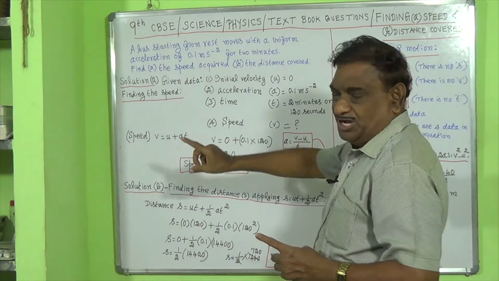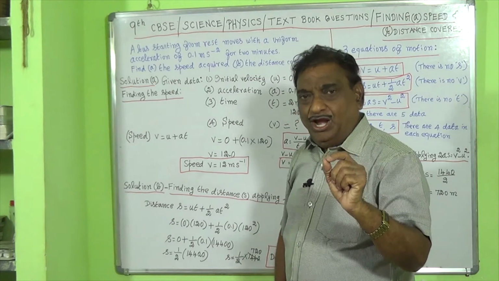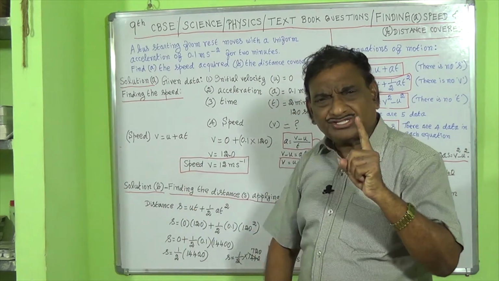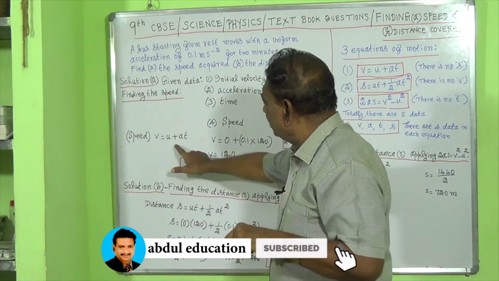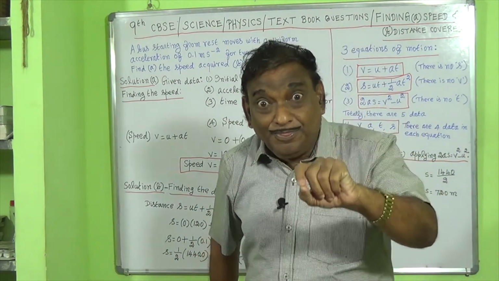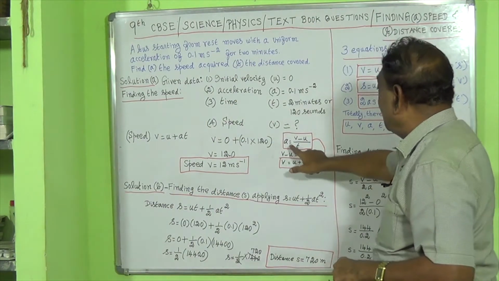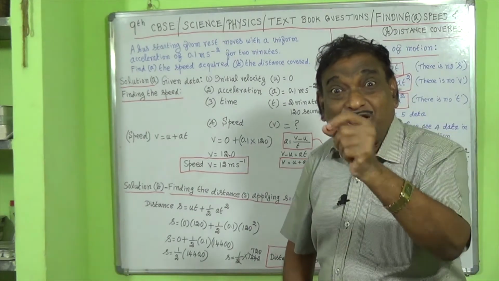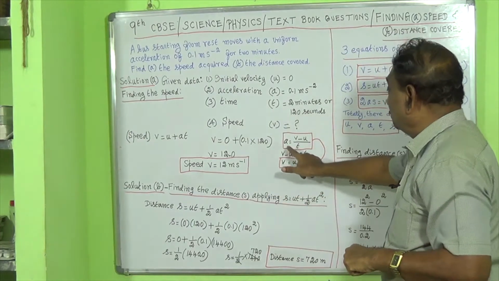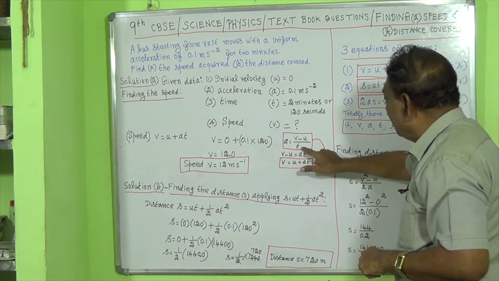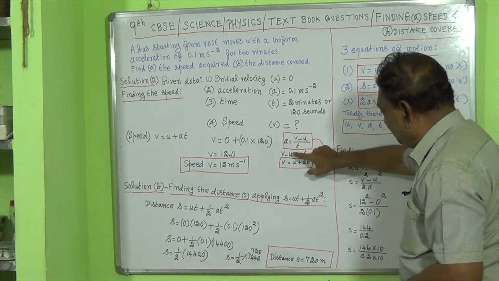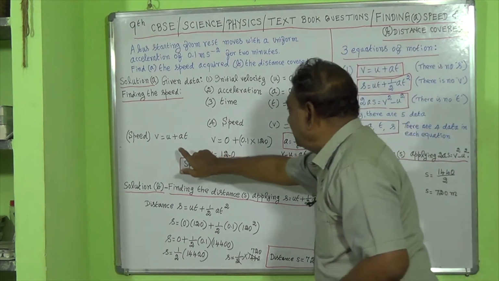So the correct equation to be selected is v equal to u plus at. What do you understand on seeing this formula? This equation of motion has come from the formula acceleration equal to change in velocity by time. What is the formula for acceleration? That is a equal to v minus u by t. From this, if we find the formula for final velocity, we will get u plus at.